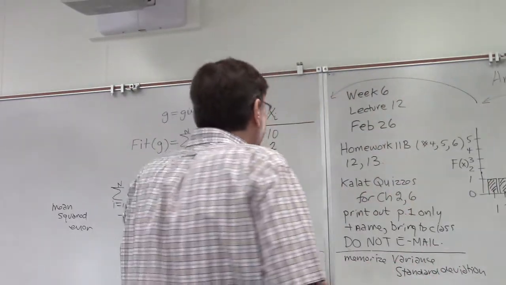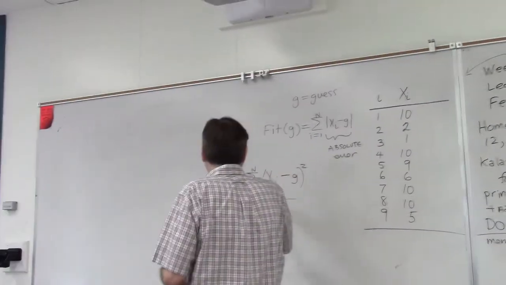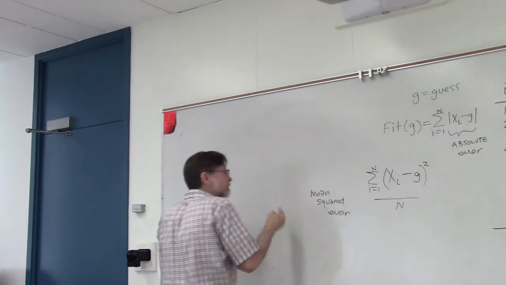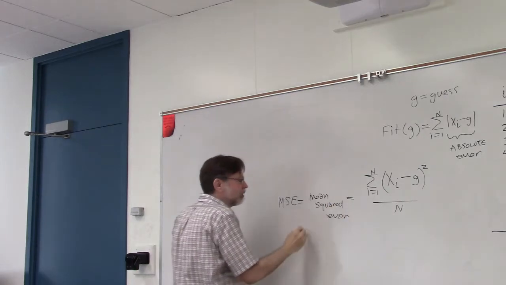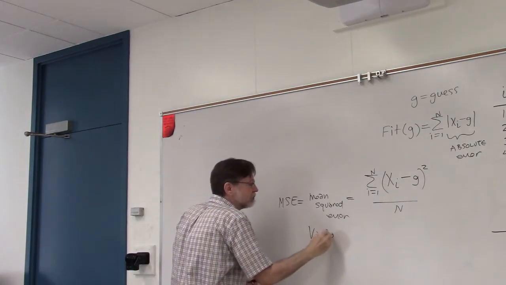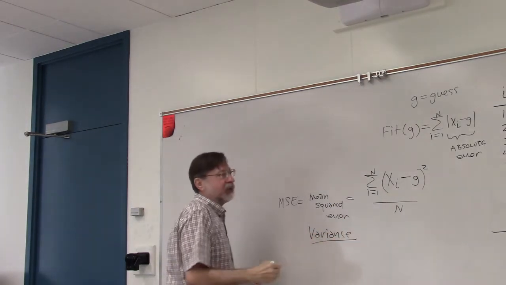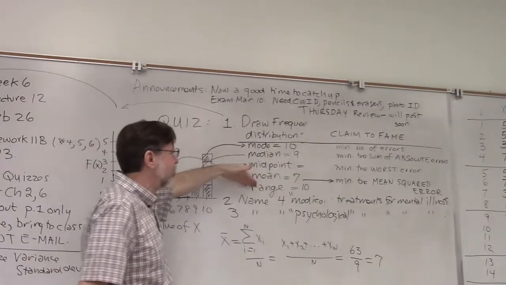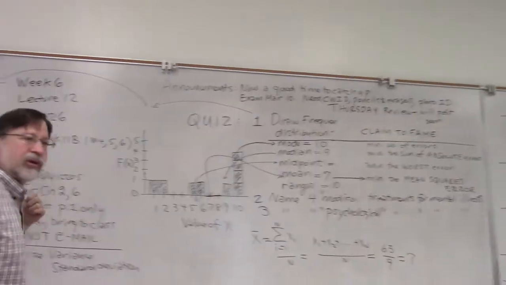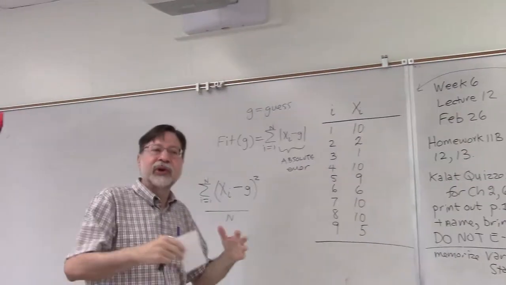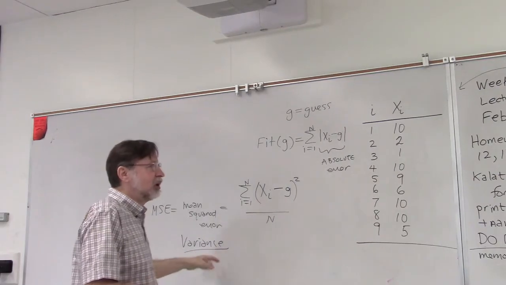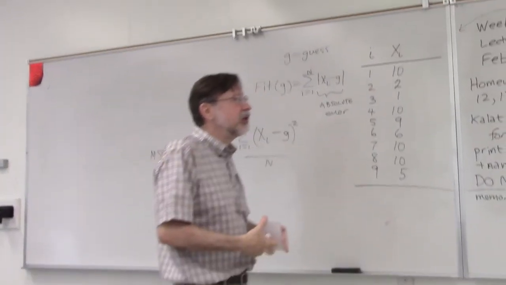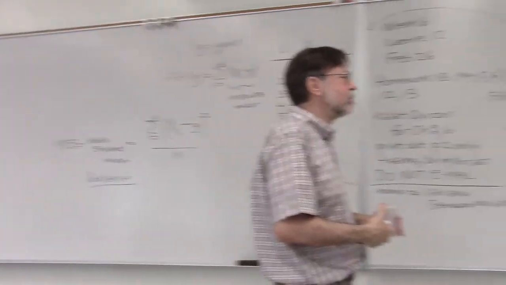Now we have a special name for the average squared error. Besides calling it the mean squared error, which sometimes gets abbreviated MSE, it's also called the variance. And whereas the mean, the median, the mode, the midpoint, these are measures of central tendency, the variance is a measure of spread, how spread out the numbers are. The more spread out the numbers are, the bigger the variance. If the numbers aren't equal to each other, you have a big variance.